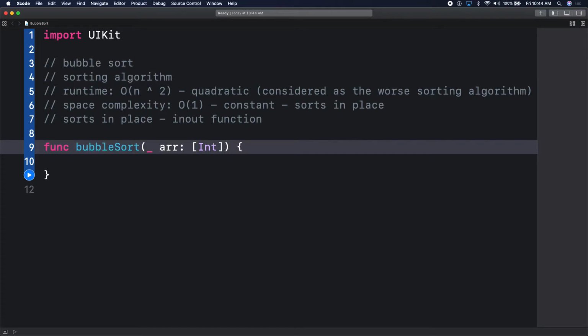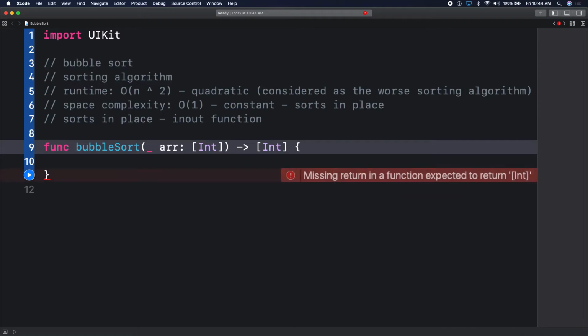And we said our sorting algorithm is in place. So what are we doing to our function here? We're not returning anything. That's the big point to get home here. If we sort it in place, we are not returning a new array. So how does that array get manipulated? That array gets manipulated via my in-out function.